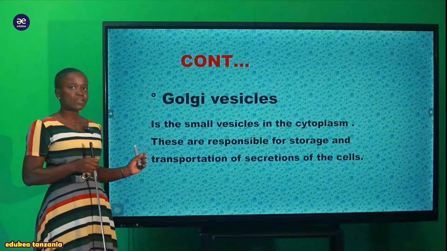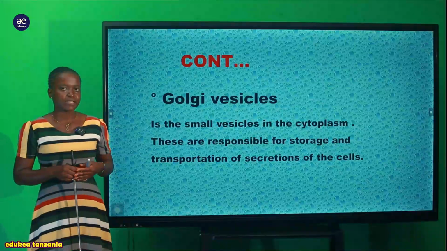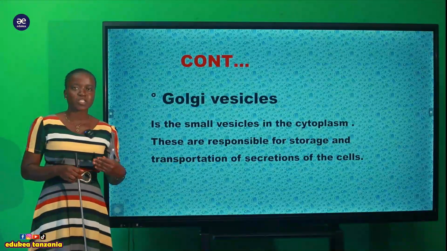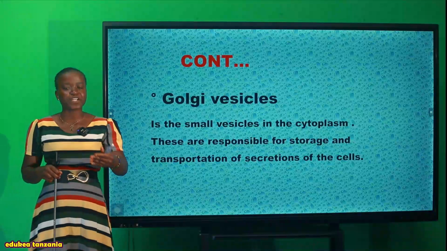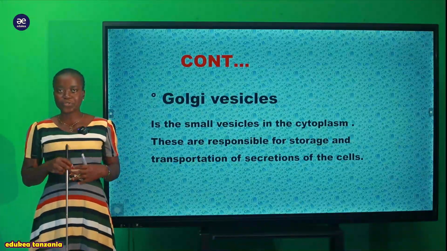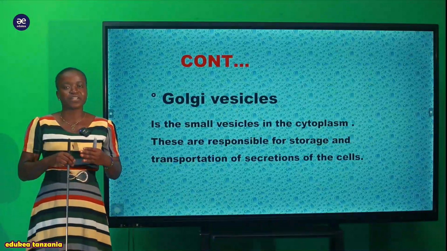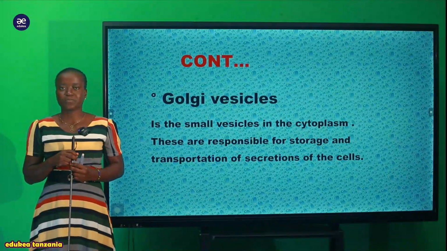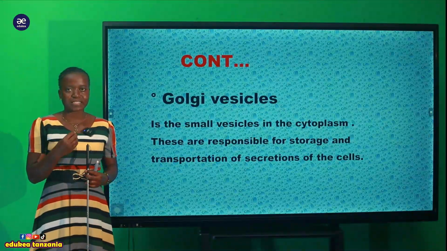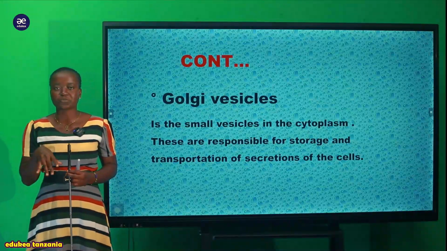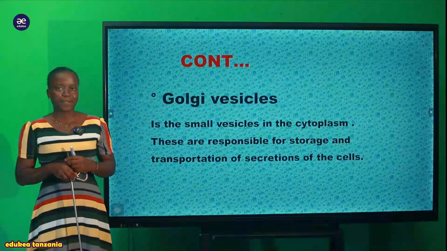So what is the role of these Golgi apparatus or Golgi vesicles? These Golgi vesicles are responsible for transportation of different materials which are produced as a result of the reactions taking place within the cytoplasm. So this Golgi apparatus helps to transfer those materials to different parts within a plant cell.